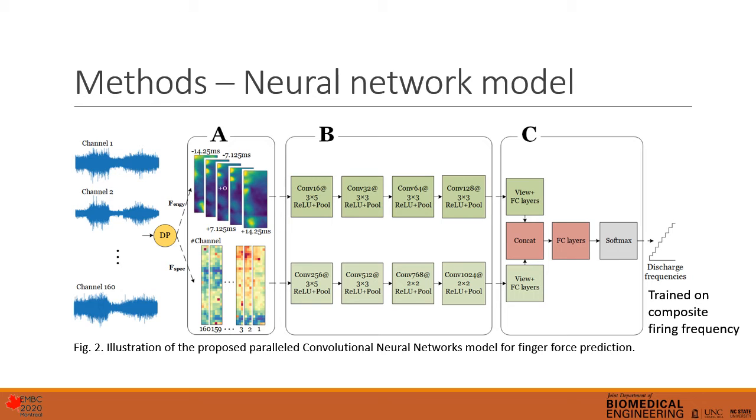We calculated the ground truth of composite firing frequency as the target of the CNN using the fast ICA-based decomposition algorithm. The output of the algorithm was the binary firing events of individual motor units. The composite firing frequency was then calculated by summing up the firing events of all the obtained motor units. A linear regression model was used to predict the force based on the estimated discharge frequency.